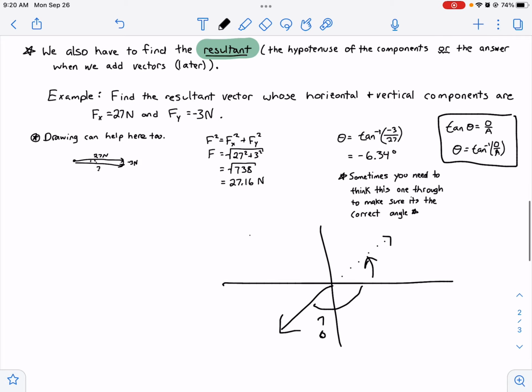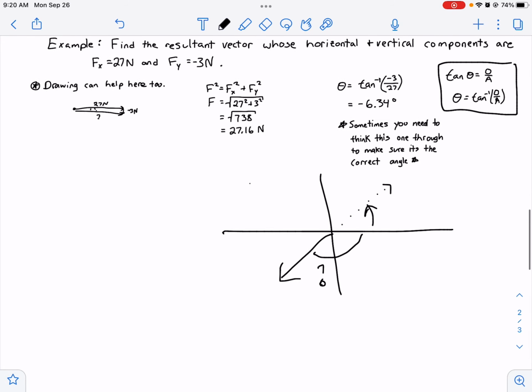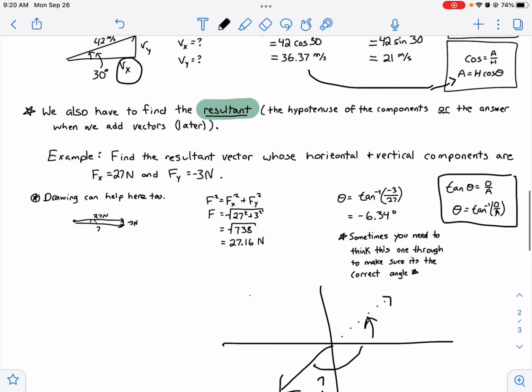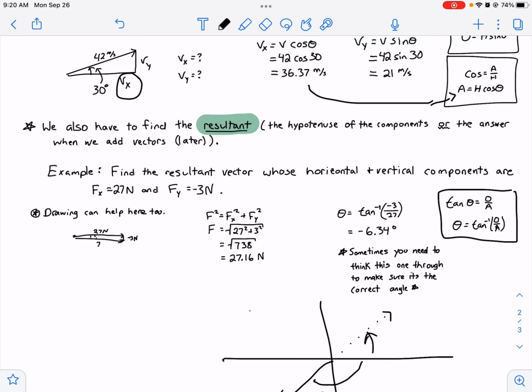Okay, so that is a probably less quick than I intended it to be run through of how to find components of a vector and also find the resultant of a vector and some background on sine, cosine, and tangent.